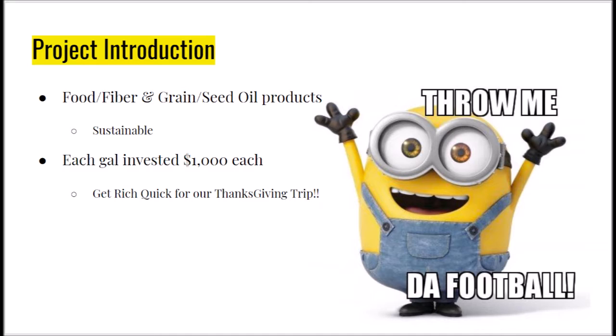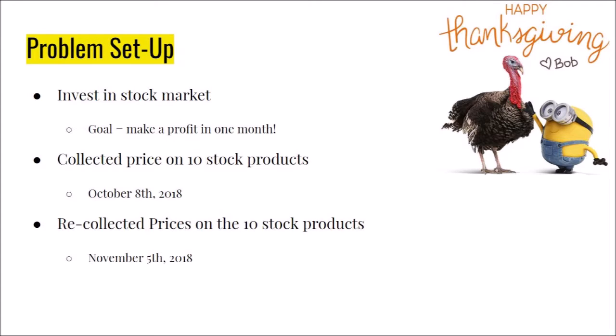And now to introduce our project, we invested in 10 food, fiber, and grain seed oil products in the stock market. We chose food because it's very sustainable and everyone is craving their favorite side dishes for Thanksgiving. Each gal invested $1,000 each in hopes of a get-rich-quick for our Thanksgiving trip. We invested in the stock market in hopes of making a profit in 1 month. We collected prices for our stocks on October 8th, and then we recollected on November 5th for our selling price.